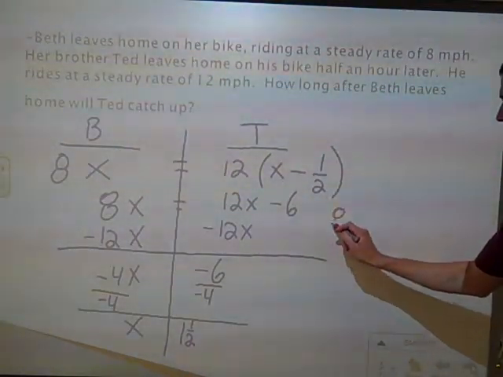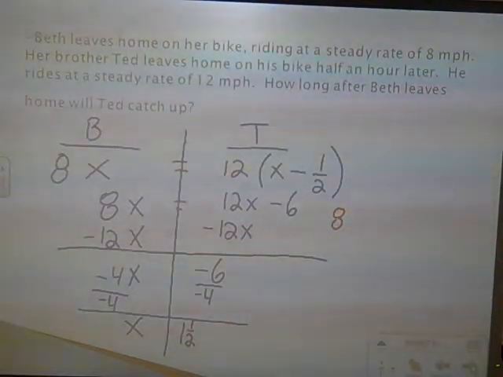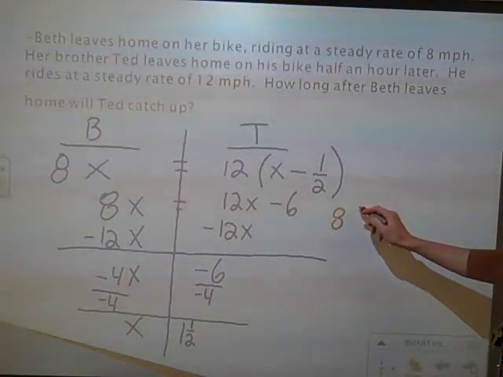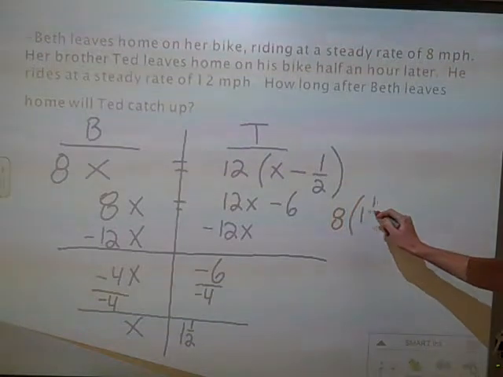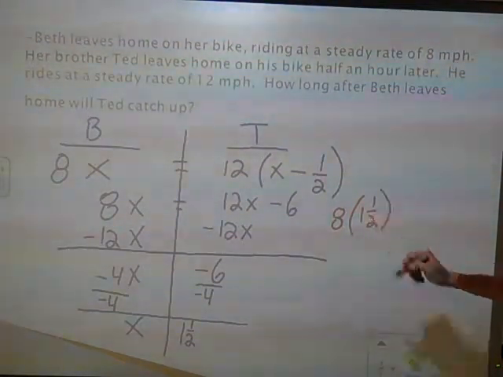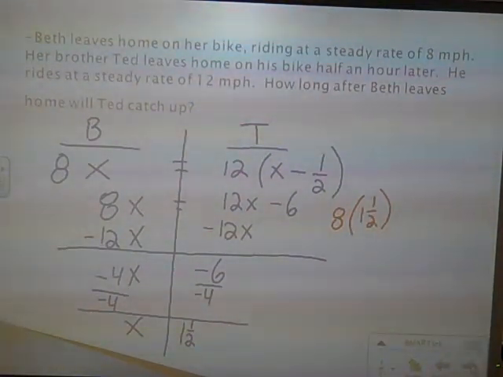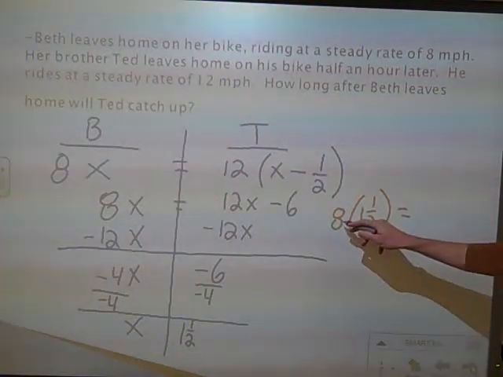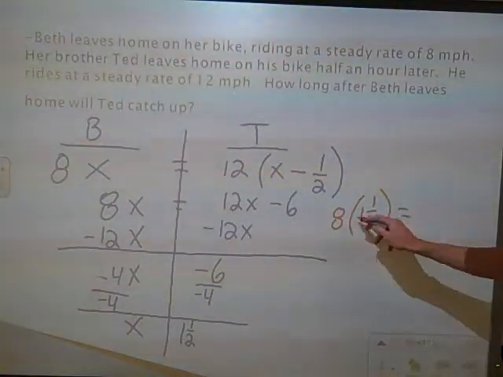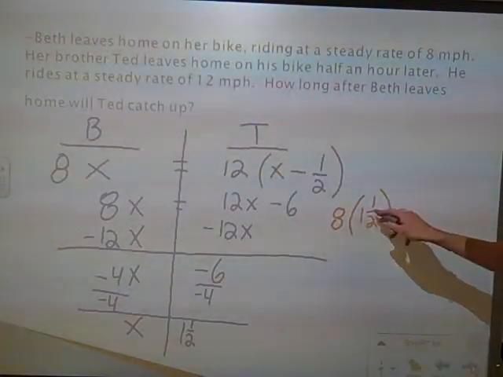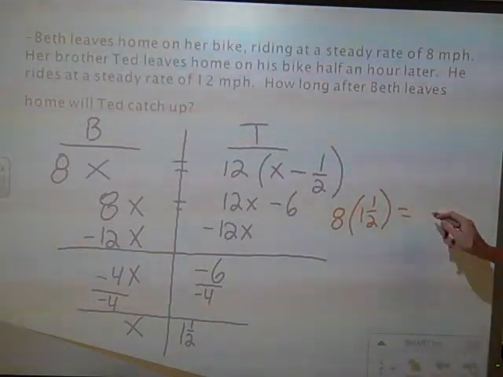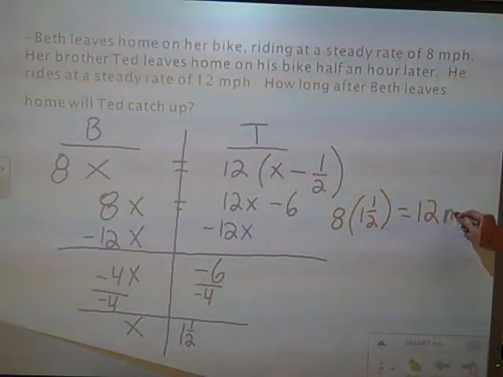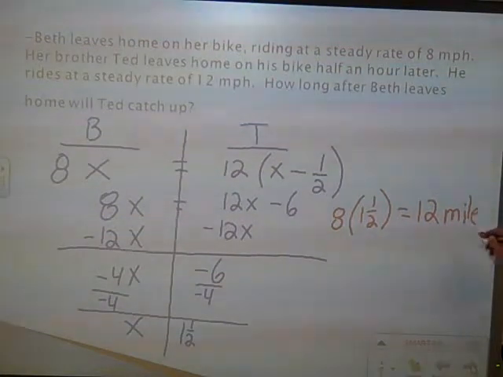Beth travels at 8 miles per hour, and she travels for an hour and a half. So we're going to do 8 miles per hour times 1.5 hours. 8 times 1 is 8, and then 8 times half is 4, and that gets me 12 miles. Let's see if this is the same answer for Ted. Hopefully Ted will have traveled 12 miles as well.